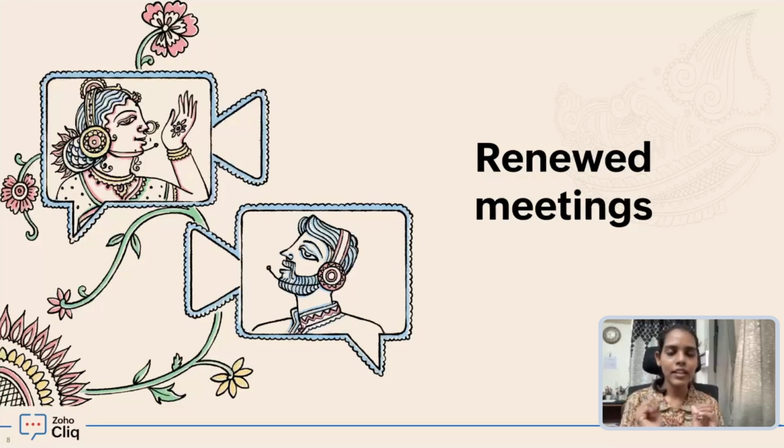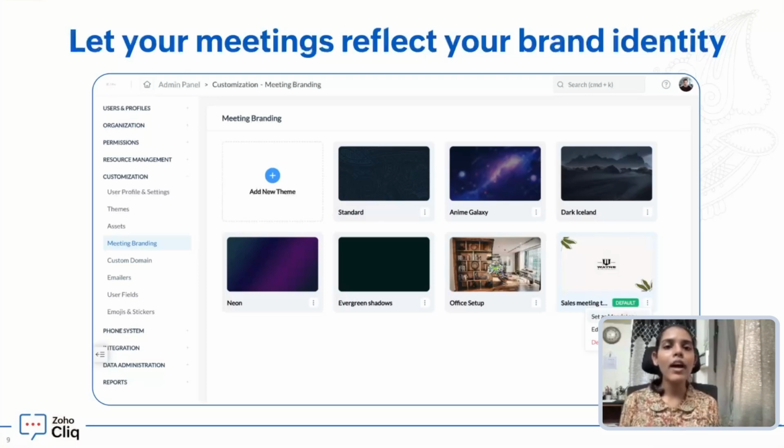So let me dive right into what we've improved with respect to meetings. If you are a customer facing team, especially wherein you would like to reflect your brand identity louder and clearer, you can make use of the meeting branding options inside Zoho Cliq. Let's say you're a sales team or a support team or a marketing team who directly gets into calls with customers or probable customers like prospects. You can make sure your meeting reflects your brand with the help of a background image that reflects your brand identity or even your brand logo.